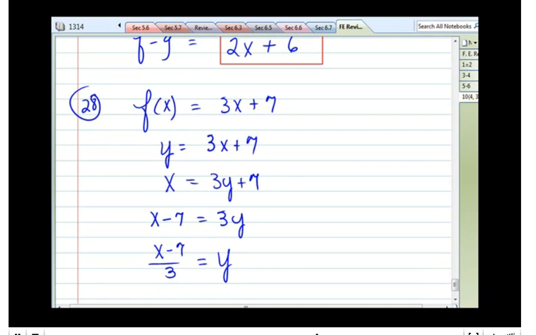And your last step would be to change y to f inverse. So it's f inverse equals (x minus 7) over 3. So just follow those steps: change f of x to y, then switch x and y, solve for y, and then instead of y, write f inverse. And you should be good.